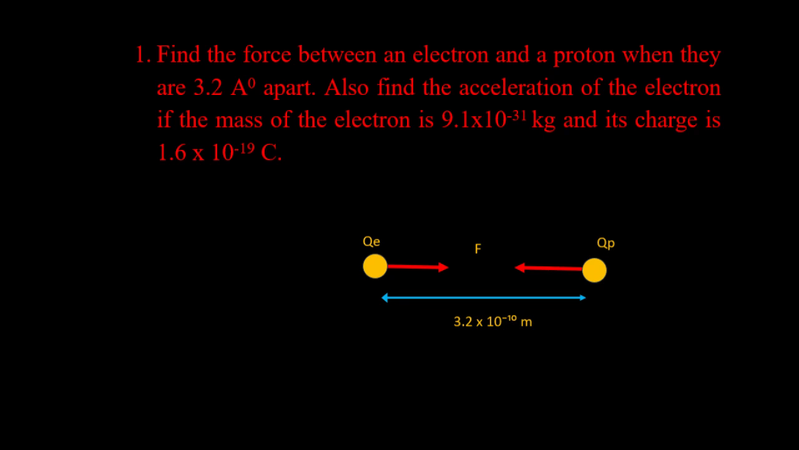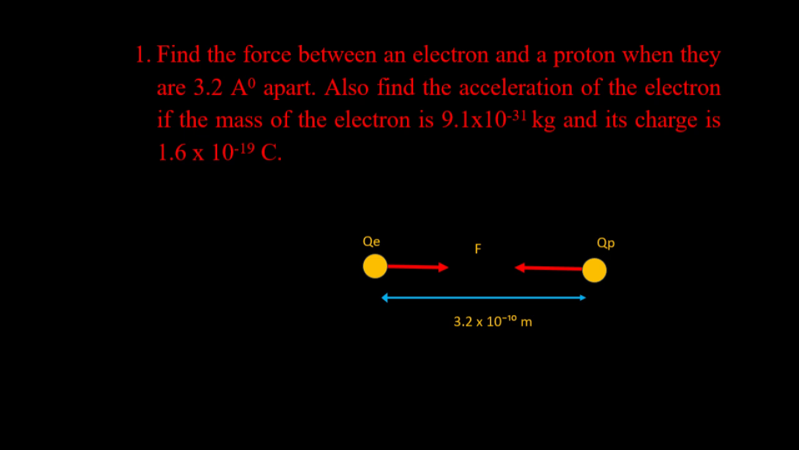Hello guys, in this video we have to find the force between an electron and a proton when they are 3.2 angstroms apart. Angstrom is a unit of measurement equal to 10 power minus 10 meter. 1 angstrom is 10 power minus 10 meter.